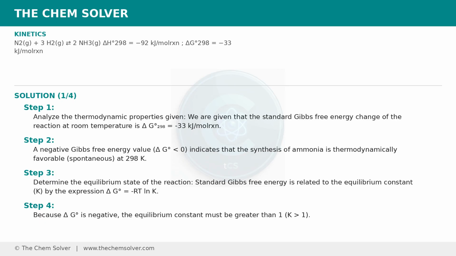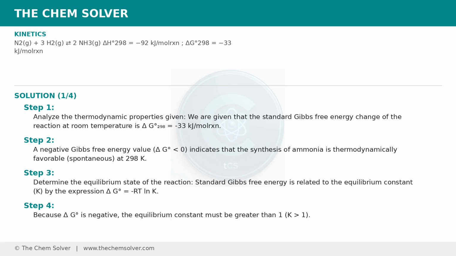Analyze the thermodynamic properties given. We are given that the standard Gibbs free energy change of the reaction at room temperature is ΔG°298 equal to −33 kilojoules per mole of reaction. A negative Gibbs free energy value, ΔG° less than 0, indicates that the synthesis of ammonia is thermodynamically favorable, spontaneous, at 298 Kelvin.